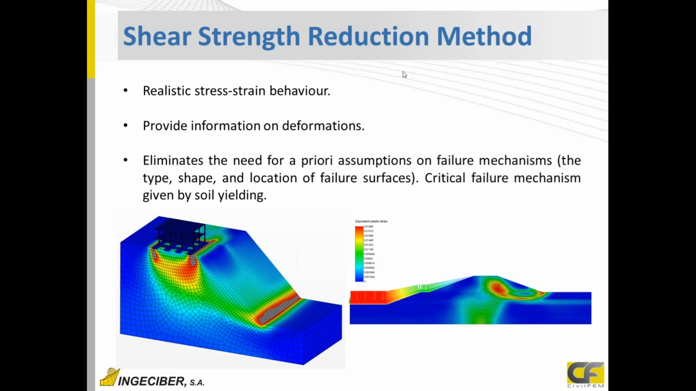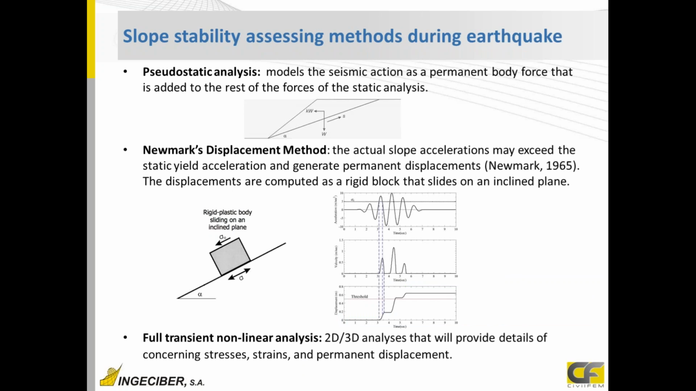But if we have some conditions that will reduce our material properties, such as water table increase or any other reason, the sliding surface will happen following these yielding zones. So here we have two examples about the yielding zones. And this method eliminates the need for a priori assumptions of failure mechanisms. We don't need to predefine any yielding surfaces or sliding surfaces where to analyze the equilibrium, such as the limit equilibrium methods, to calculate the safety factors.